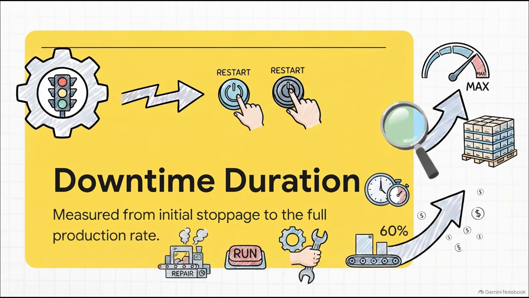Finally, the 4th input is downtime duration. And honestly, there's a bit of a trick here. You must measure the duration from the initial stoppage all the way until the machine returns to its full production rate, not just the moment you hit the restart button. If a line is running at 60% output for 20 minutes after a repair while the process stabilizes, make no mistake, you are still losing money during that time. It's just a bit less visible.